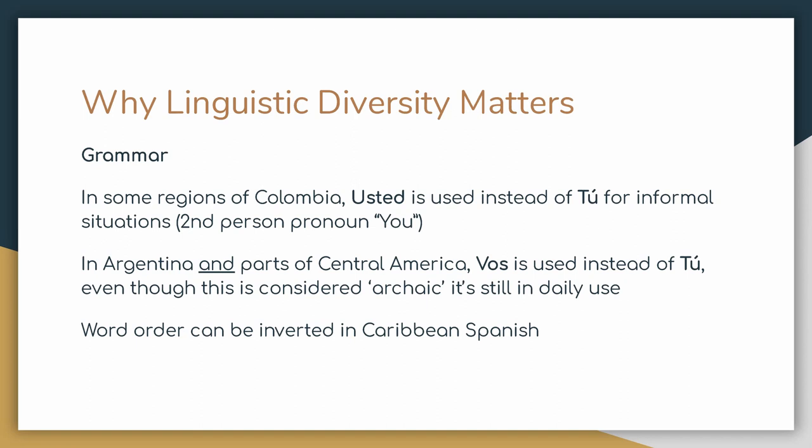And this is, again, how these differences in Spanish spoken in Latin America can matter, even when it comes to studying grammar, because there's a different verb conjugation that goes along with each one of these. And also in Caribbean Spanish, the word order can be inverted. So instead of como estás tú, you could hear como tú estás. So that's also important when you're learning word order when it comes to grammar, just to be aware of some of these differences. So even when it comes to grammar, understanding that Latin American Spanish is not one broad category can be really detrimental if you don't take it into account.